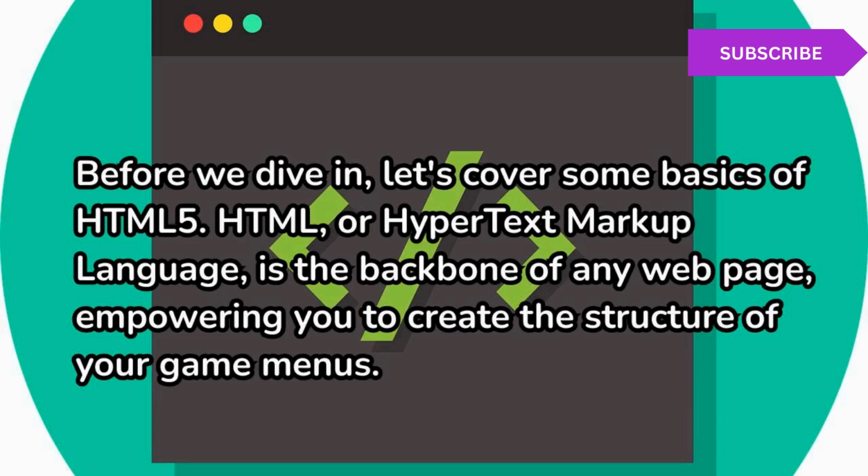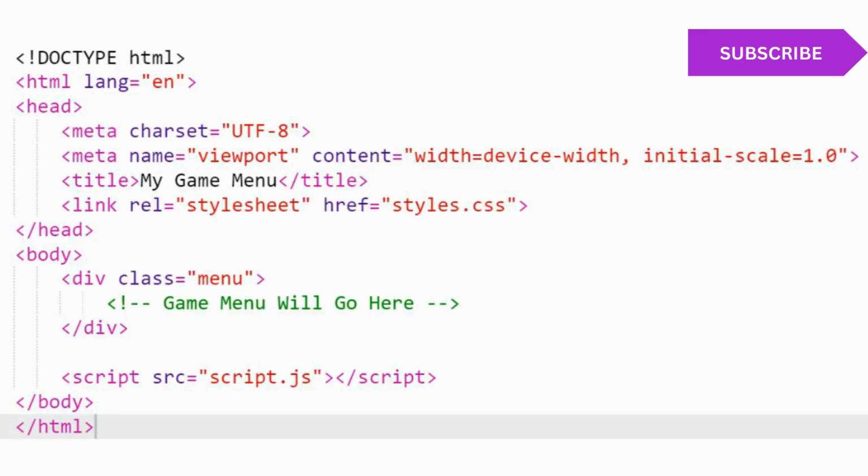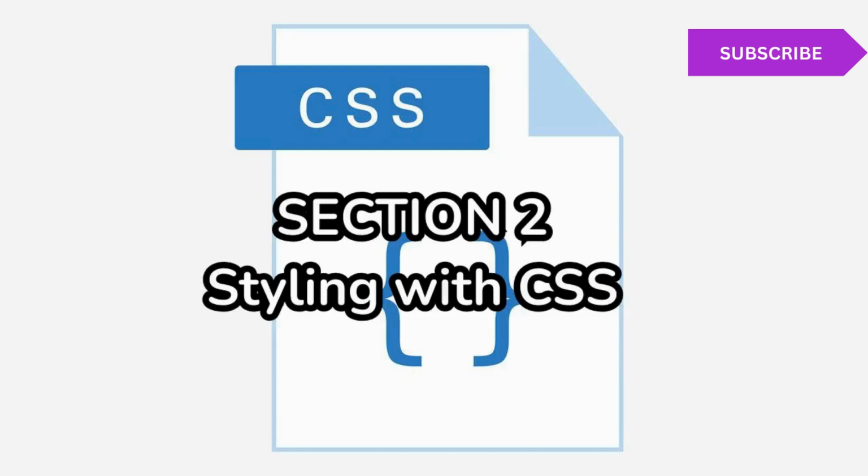Section 1. Understanding the basics. Before we dive in, let's cover some basics of HTML5. HTML, or Hypertext Markup Language, is the backbone of any web page, empowering you to create the structure of your game menus. Here's a simple HTML skeleton. This basic structure sets up our document. Notice the head section is where we include our character set, viewport settings, title, and links to CSS style sheets and JavaScript files.